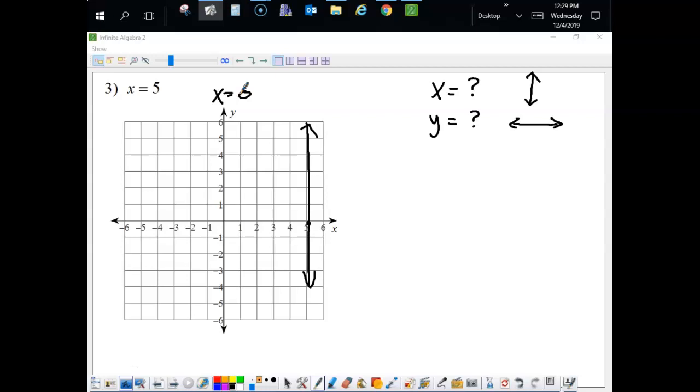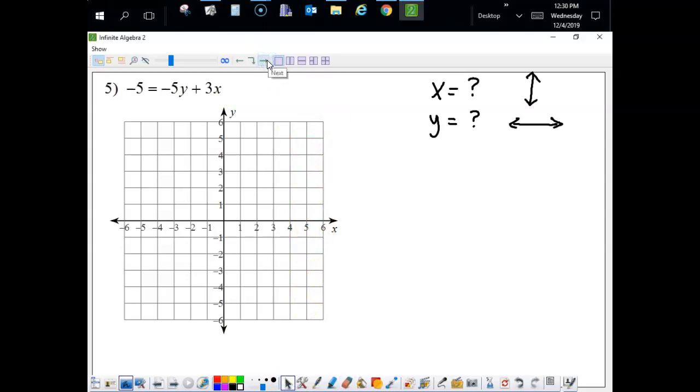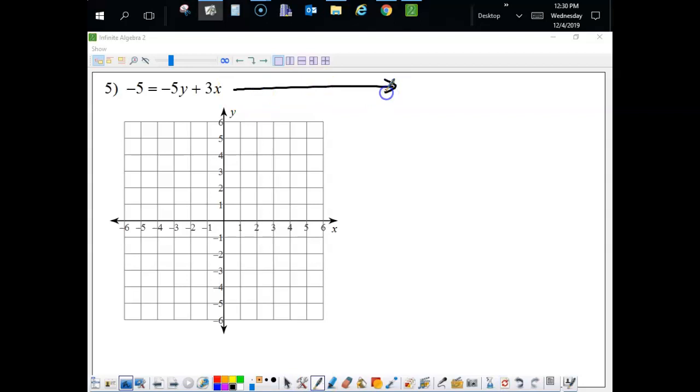All right, and so I'm going to leave you guys with number 4. But let's check out number 5. Now, number 5 and 6, they're not in slope-intercept form, okay? So we want to change it to slope-intercept form. If you guys don't know what that means, we want it to look like this: y equals mx plus b. We don't want a number equals something times y plus something times x. So how do you do that?